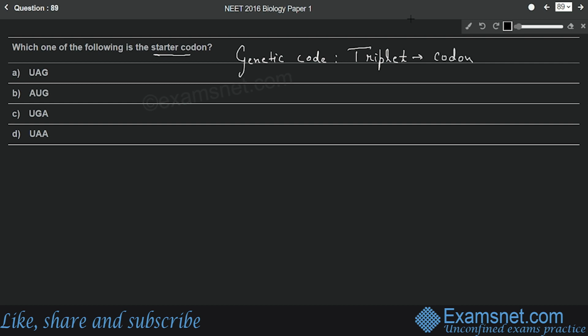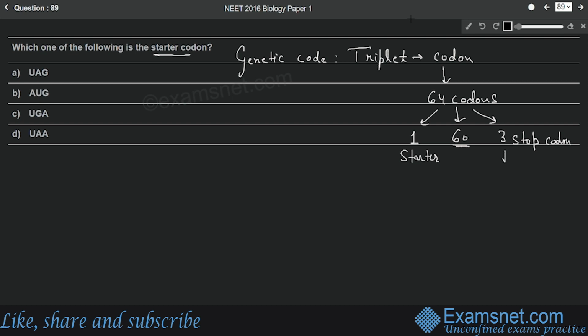Now, how many such codons are there? Total 64 codons are there. That means 64 triplets are there, right? Now, out of these 64 codons, one is starter codon. Okay, one is starter codon. That means this codon starts the protein synthesis. Then 60 codons just continue the protein synthesis, and then 3 codons are stop codons. Okay, these are stop codons. That means they halt the protein synthesis.